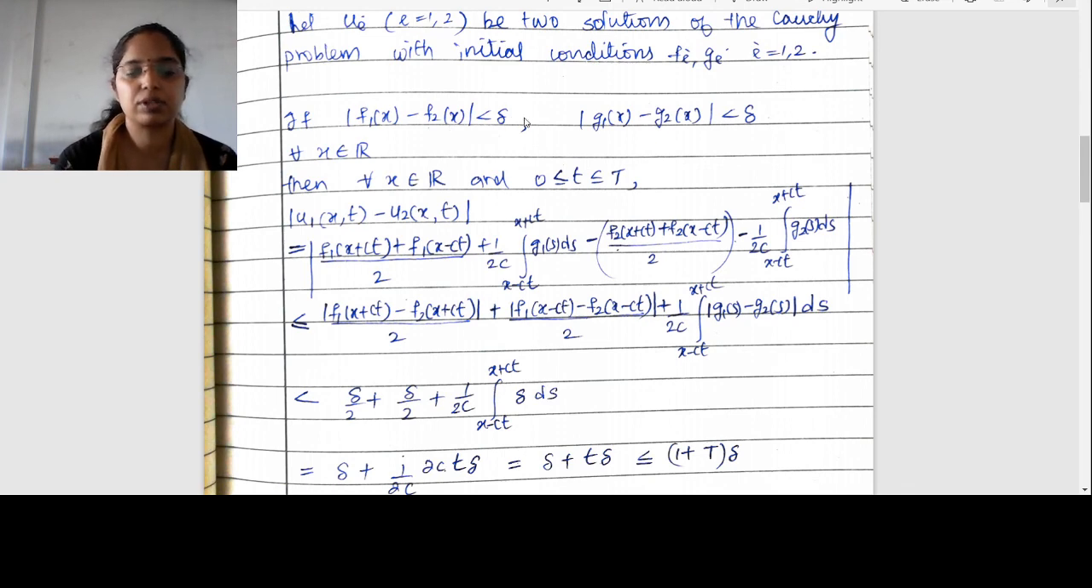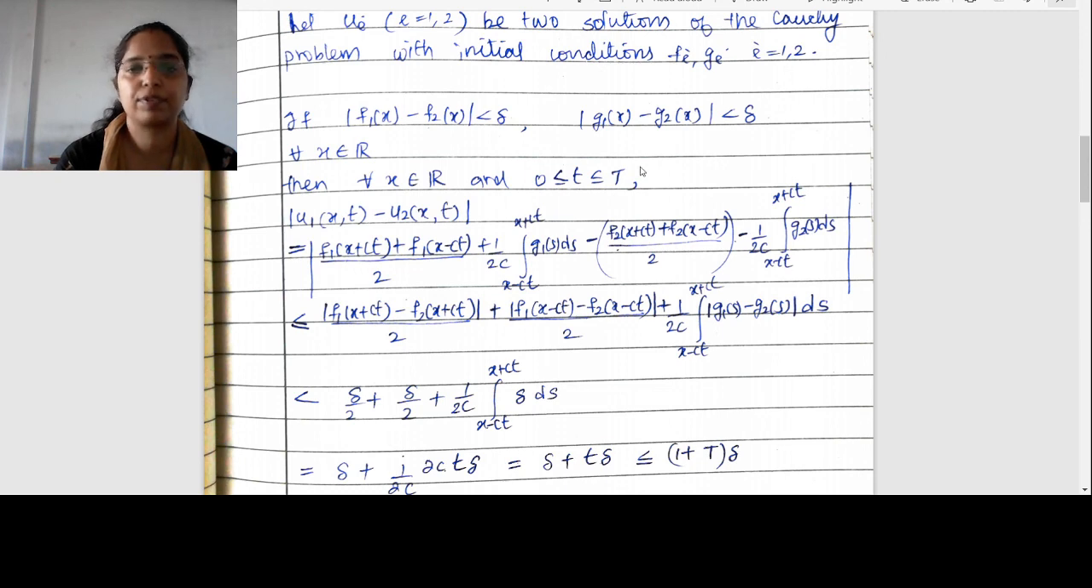Okay, so a small change in the initial condition: mod g1 of x minus g2 of x is less than delta. So it means that they are very close to each other, for all x in R. And here t is bounded, 0 less than or equal to t less than or equal to capital T.